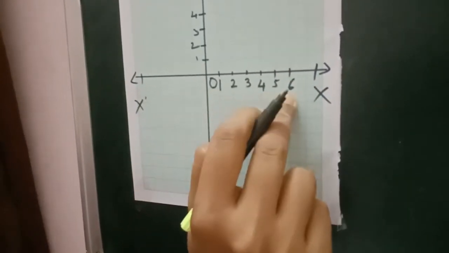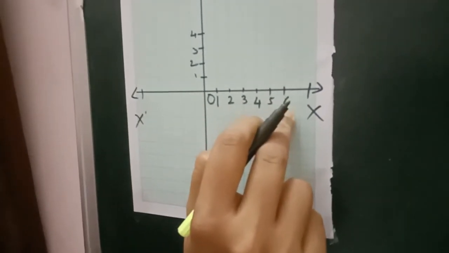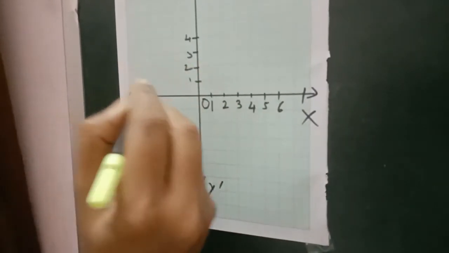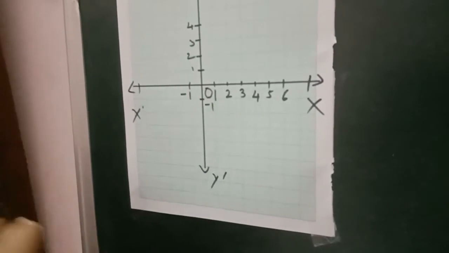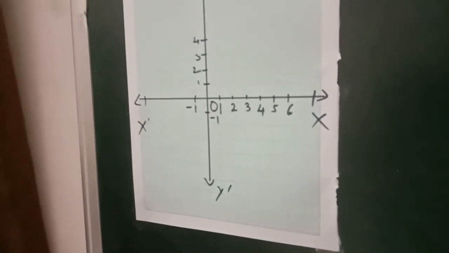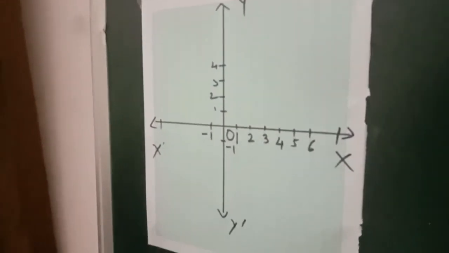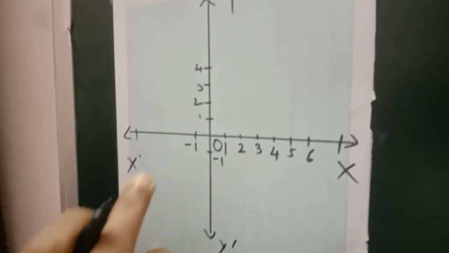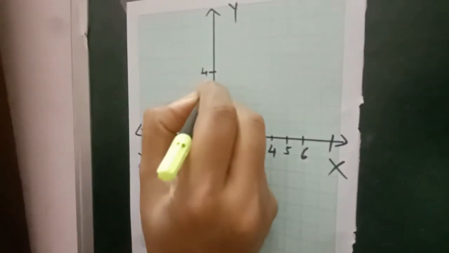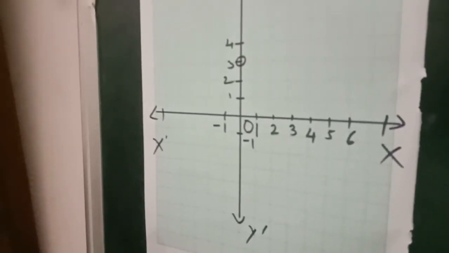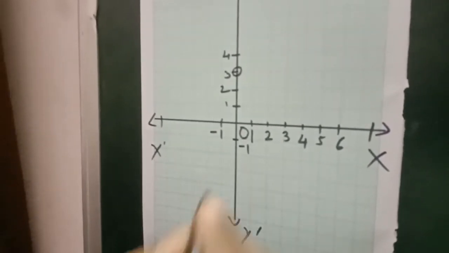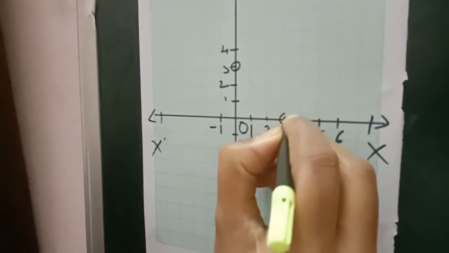On the x-axis we want the points till 6. That's why I have written here till 6. The negative x-axis is not required, so just write down one point only. That will be enough. Our first point was (0, 3), so this will be the point (0, 3). And the second one was (3, 0), so (3, 0) will be here.